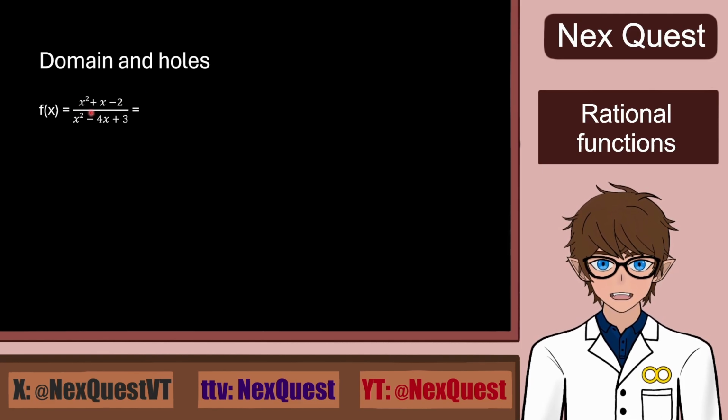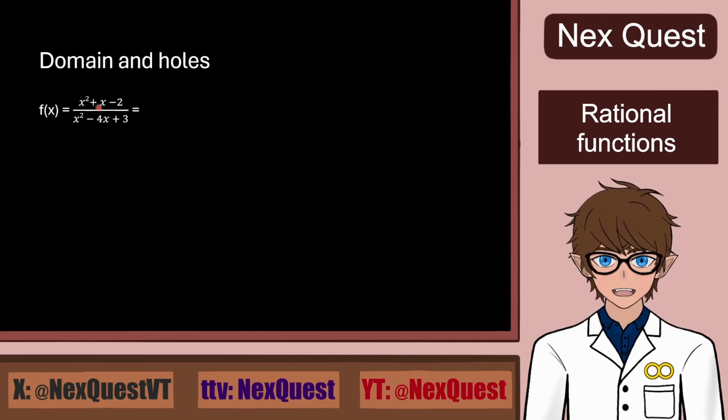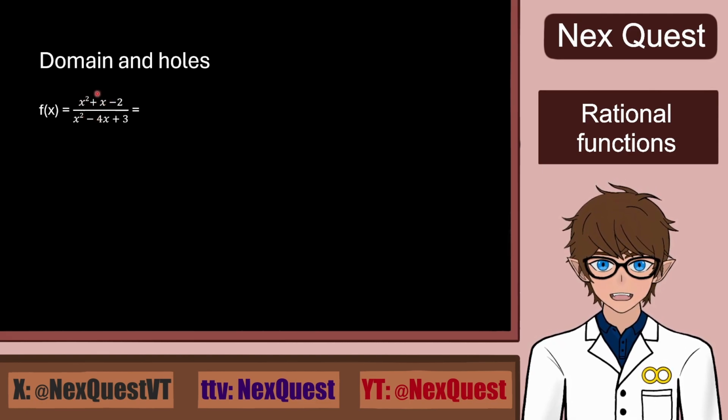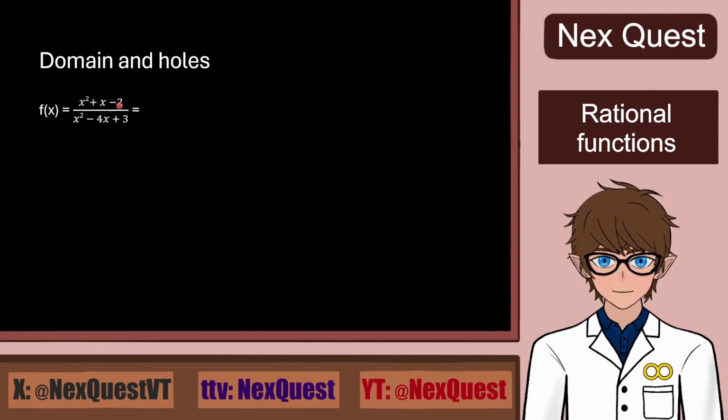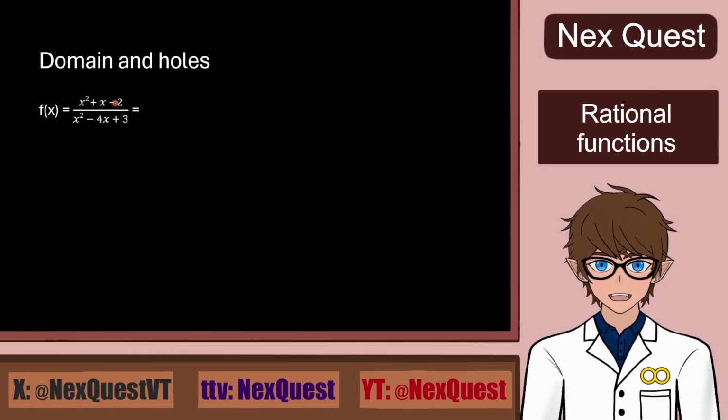In p of x, which is how I'll be referring to numerators, so the top part of the division line, our b is plus 1 and our c is minus 2, which is what we get from plus 2 and minus 1.